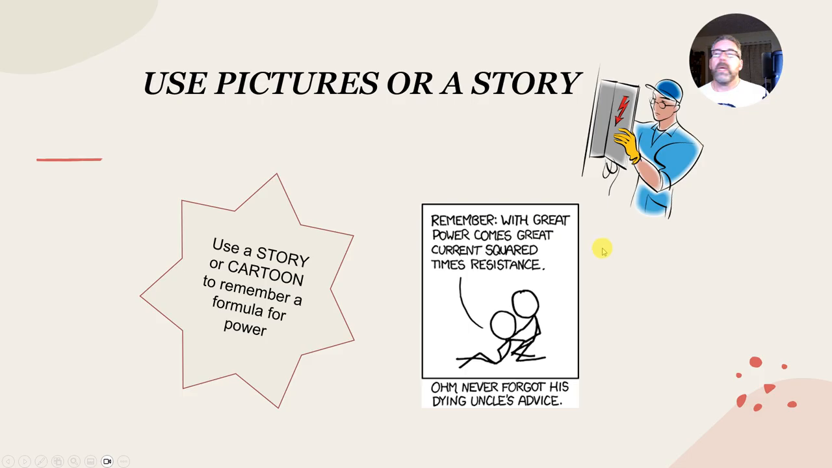Pictures. Now, when we take a look at this one here, it blows my mind. I can't see it. It doesn't make sense to me, but a lot of people, it seems to make good sense. Remember, with great power comes great current squared times resistance. I don't know, whatever. But a picture says 1,000 words. Ohm never forgot his dying uncle's advice. Okay, so it's now just talking about that resistance, and it's putting it into some sort of cheesy saying. It doesn't matter what it is, it matters that you remember the content.